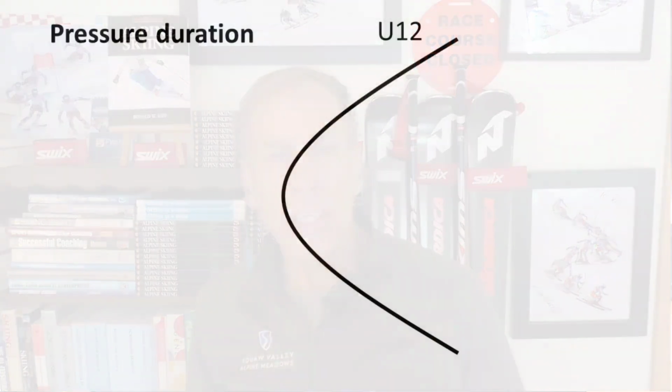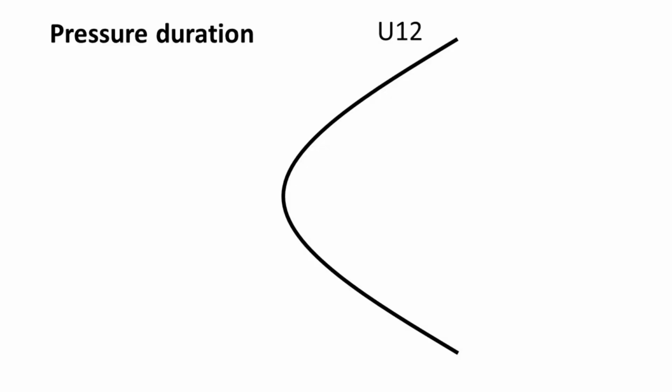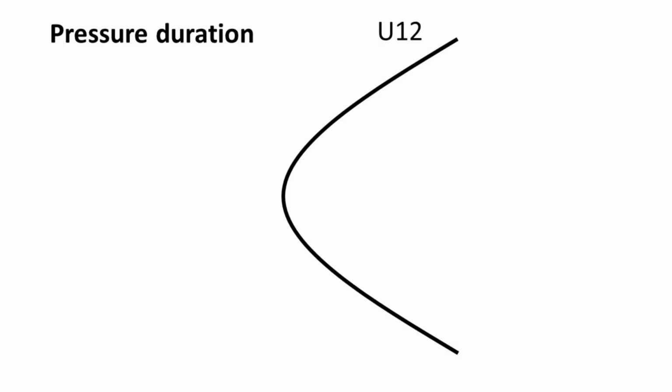That way, pressure is distributed throughout the entire turn and not just at the end. This round turn with pressure throughout is the goal of all U12 skiers, and the goal of most recreational skiers. The pressure distributed through the entire turn is easier because the pressure does not happen all at once. As the U12 matures, the pressure phase decreases.